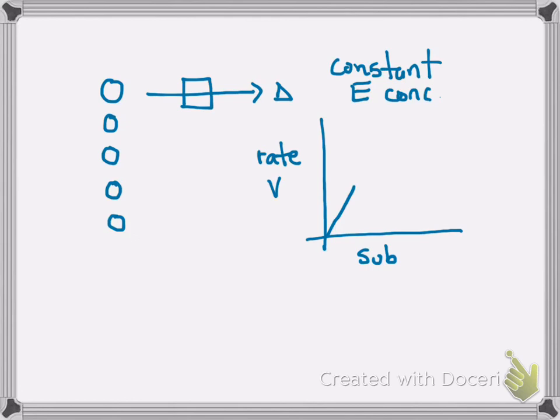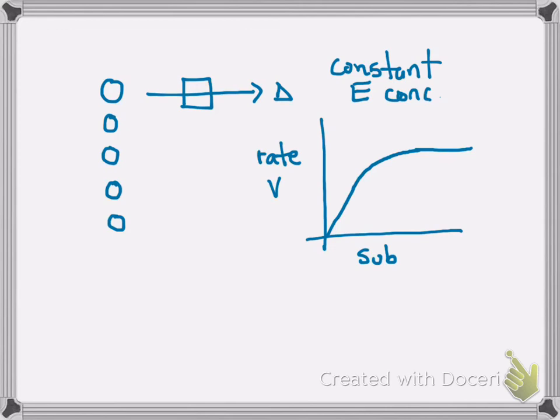It just goes up linearly. So increase substrate concentration, rate goes higher. At some point, the substrates can't find a free enzyme to bind to. All the enzymes are busy trying to do another reaction. And so as the substrate concentration goes up, the rate of the reaction doesn't go up. And eventually it flattens out like this.